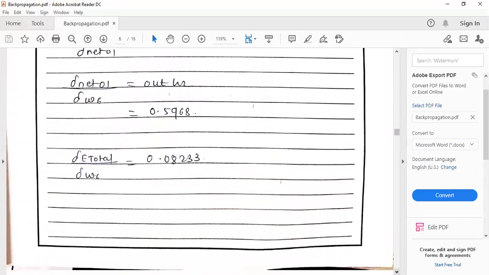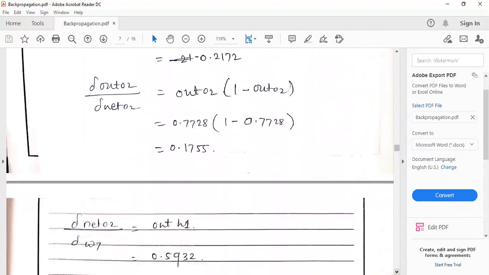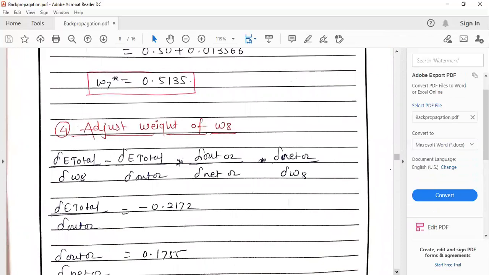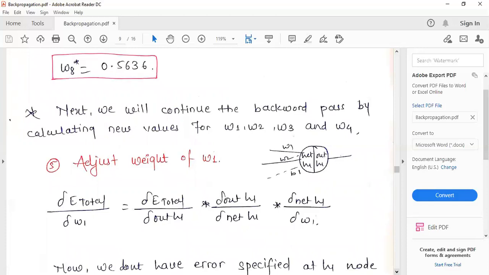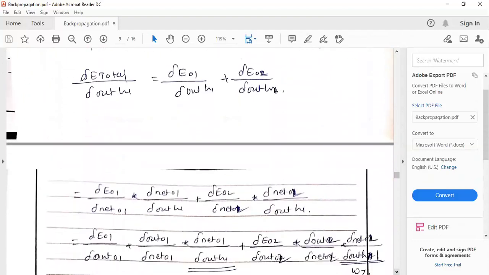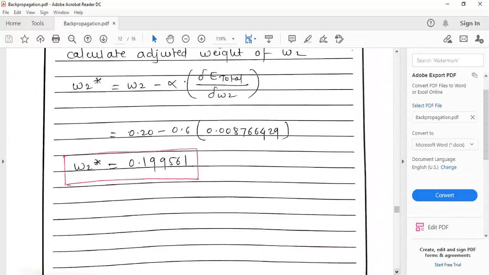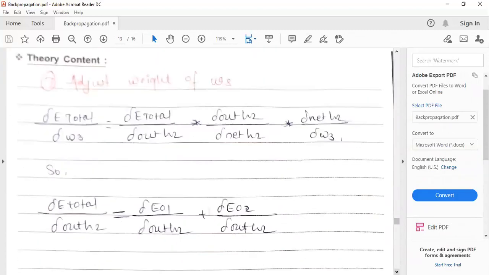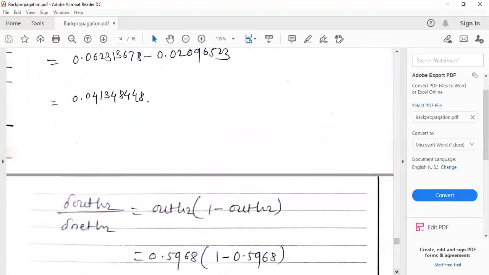Same thing you have to do for W6. See here we have calculated the adjusted weight of W6. Then for W7, see we have calculated the weight of W7. Then W8, we have the value. Now we have completed O1 and O2. Now you have to go for H1 and H2. For H1, the inputs are coming like W1 and W2. Now the whole thing you have to do for W1 and then W2, so you will get the adjusted weights of W1 and W2. Then consider W3 and W4, so you will get the adjusted weights of W3 and W4.